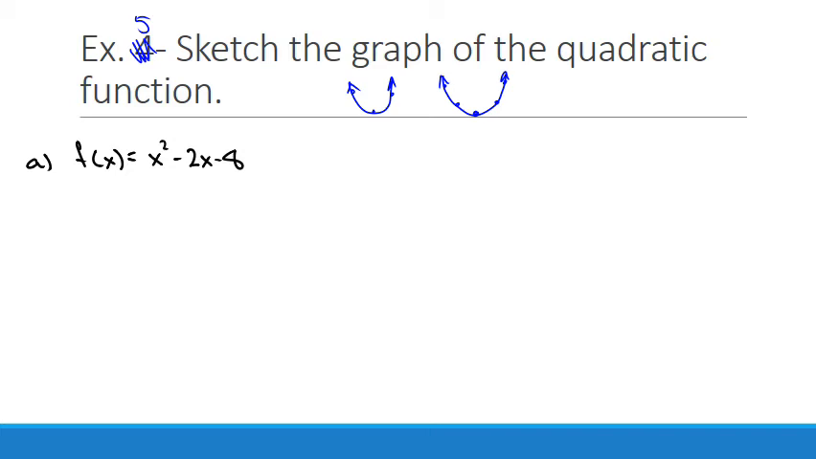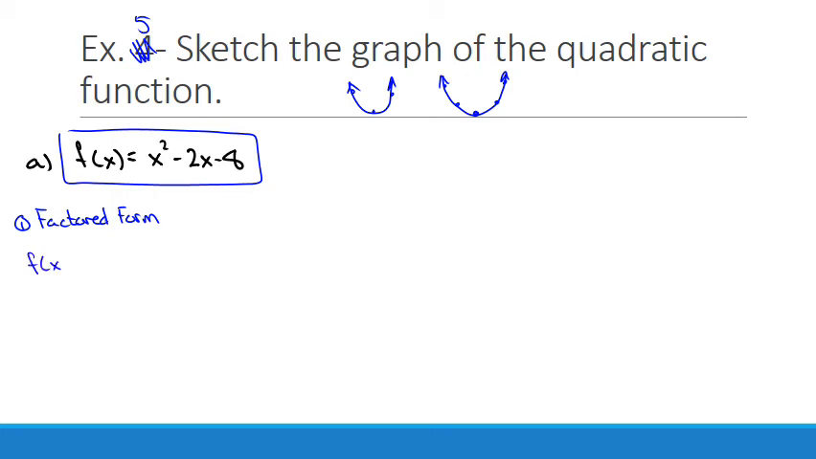This is presented in standard form, you can see, which does not tell me the x-intercepts very easily. We could solve for them. But if we write this in factored form, then that'd be easy, right? The way we convert this to factored form is simply by factoring. So I want to put this in factored form. f(x) = x² - 2x - 8. So I'm going to be looking for factors of -8 that add to -2.